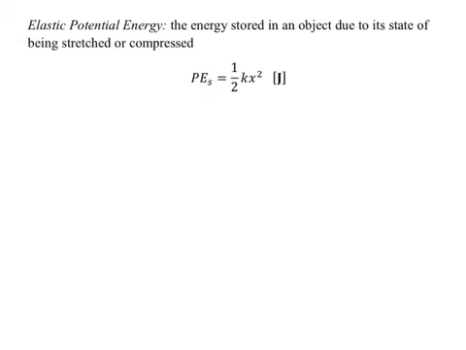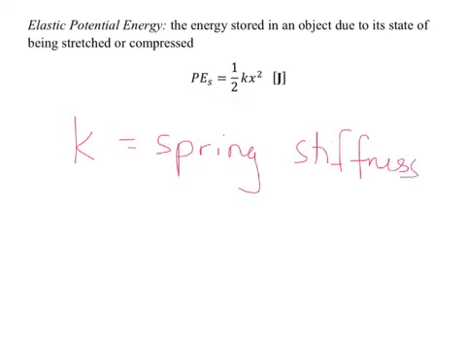Now, we have to talk about what these mean. The variable K in this problem has to do with what's called the spring's rigidity or stiffness. Spring stiffness or spring rigidity. So a stronger or weaker spring.